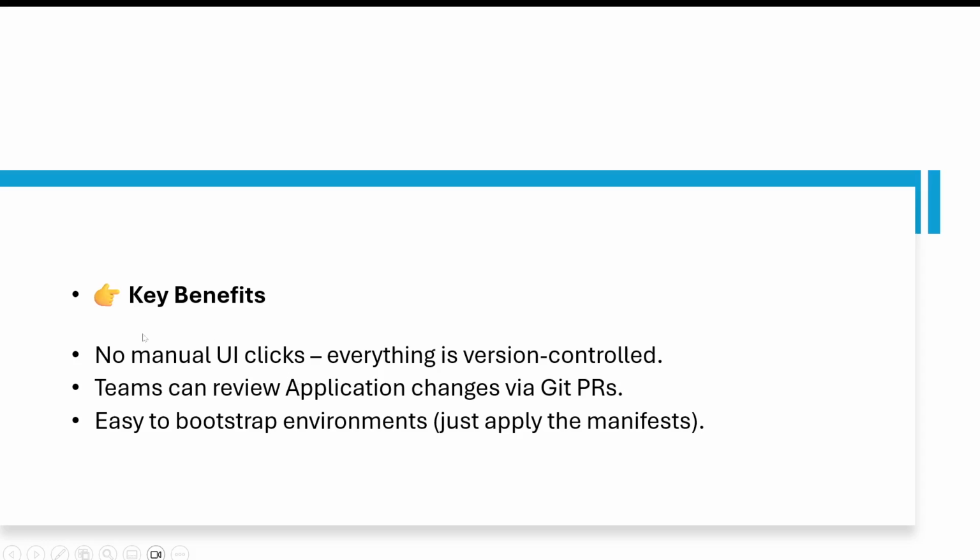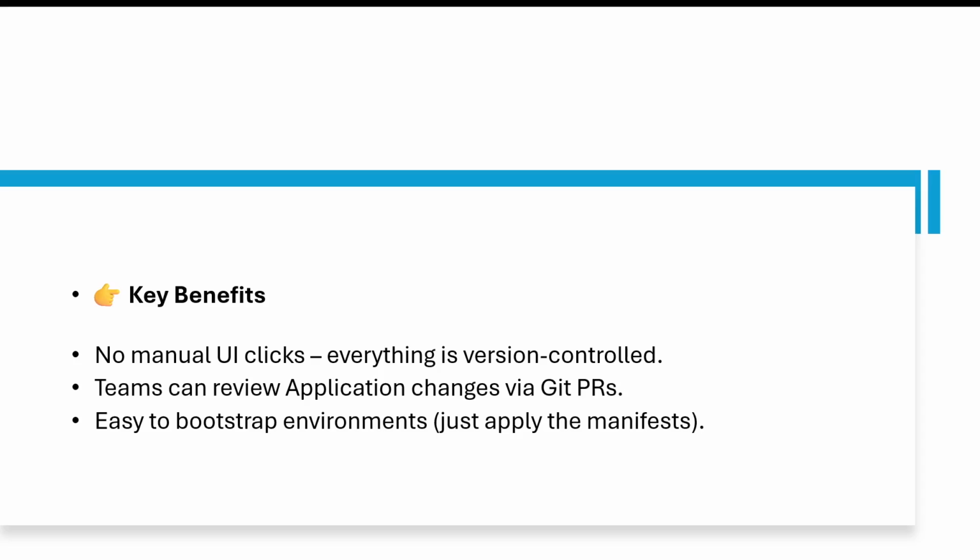So what are the key benefits? No manual UI clicks. There is no need of going into the ArgoCD UI and clicking on each step, because everything is version controlled. The teams can review these application changes. For example, if there is some change in the application, you can directly modify it in Git, create a PR, and your team can review it. If there is some issue, they can suggest a few changes. Based on that, you can create a new PR and merge it.